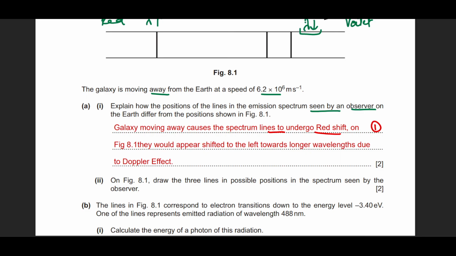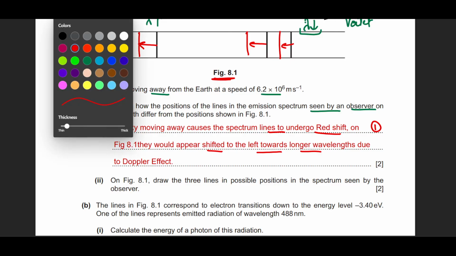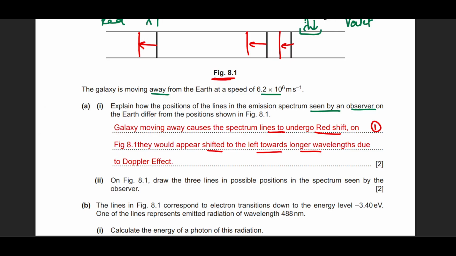On figure 8.1, they would appear shifted to the left, towards longer wavelengths. So these lines will appear at this location, a bit shifted to the left, or towards the red side of the spectrum. Okay. All right. So we mentioned the Doppler effect as well, so we get 2 marks for this, right?